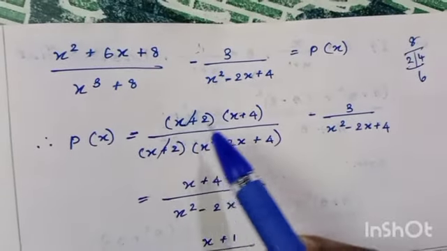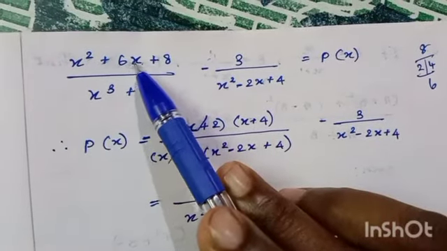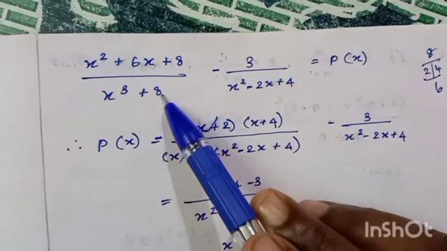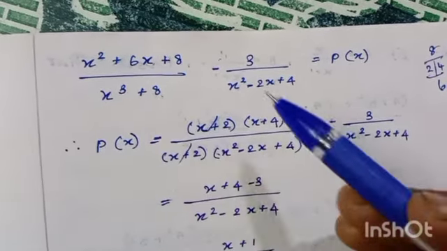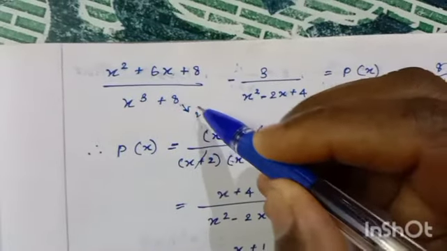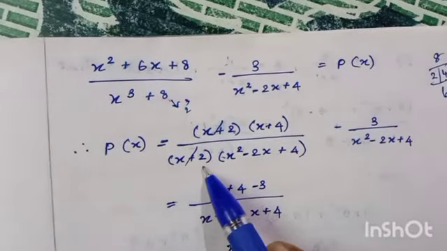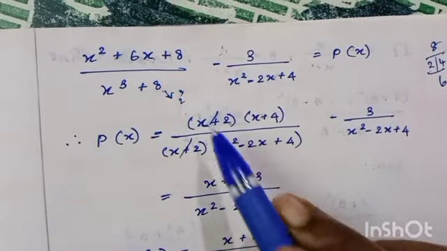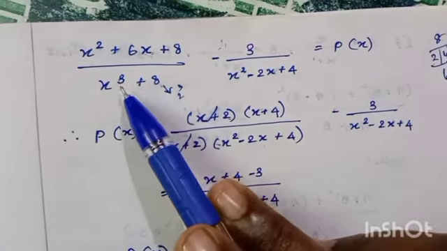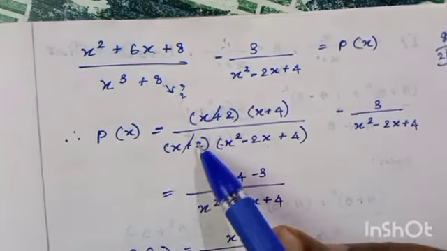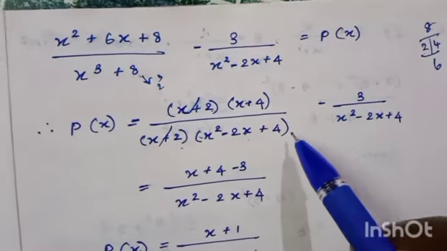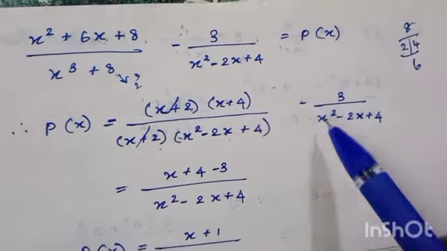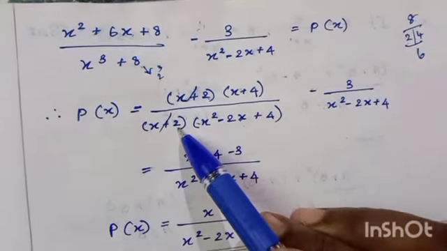So the factors are (x plus 2) into (x plus 4) by, for this one, it is in the form a cube plus b cube. 8 is written as 2 cube. It is (a plus b) into (a square minus ab plus b square). Remember the a cube plus b cube formula. So that is (x plus 2) into (x square minus 2x plus 4), minus 3 by (x square minus 2x plus 4). Now this x plus 2 cancels.